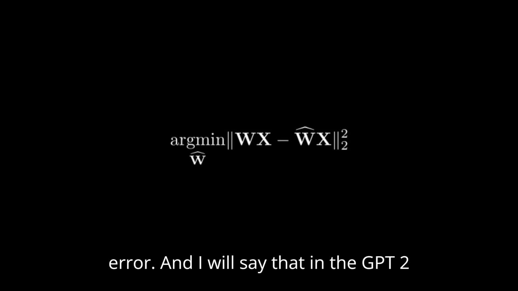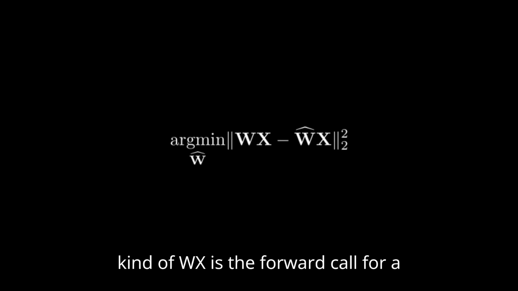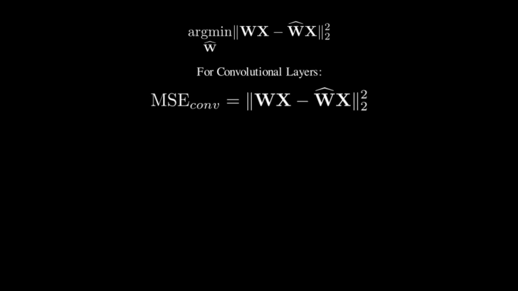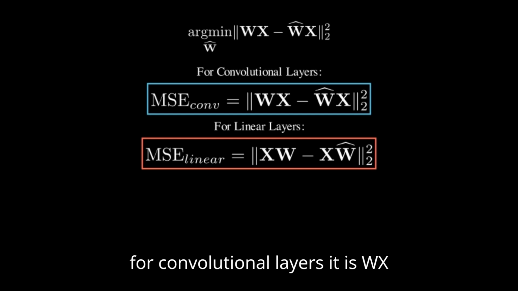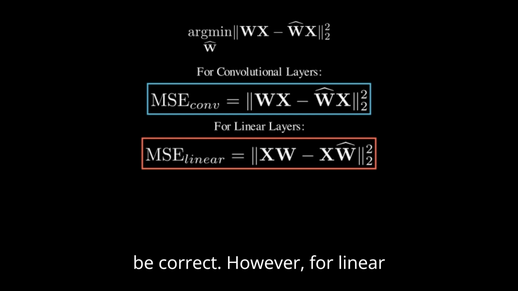And I will say that in the GPTQ paper, they've made a small mistake, which is that they say that Wx is the forward call for a linear layer, when that is not true. It is for a convolutional layer. And the reason this came about, I think, is fairly simple. It's just that the OBS paper originally talked about convolutional layers, and it had this equation, and then it carried it over. And I think it's just been a mistake. So for convolutional layers, it is Wx, and that mean squared error equation would be correct. However, for linear layers, it is xW.